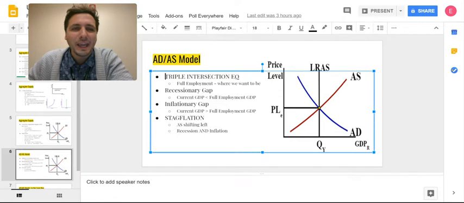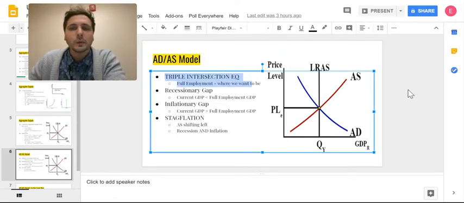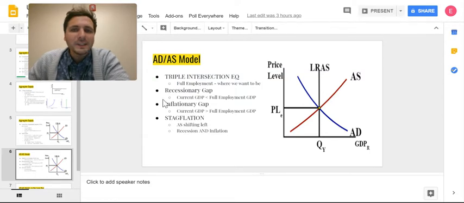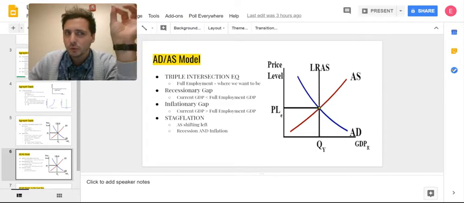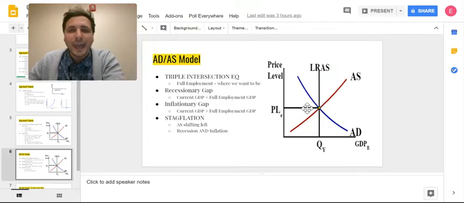So dealing with the AD-AS model here. First, we're going to look for this triple intersection equilibrium, right? Our economy is at full employment when aggregate demand and aggregate supply, which indicates where our economy is in equilibrium between those two things, is currently at LRAS, right? We call that the triple or super equilibrium, right? Right where we want to be.